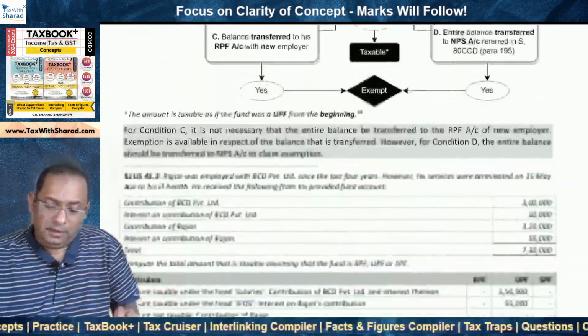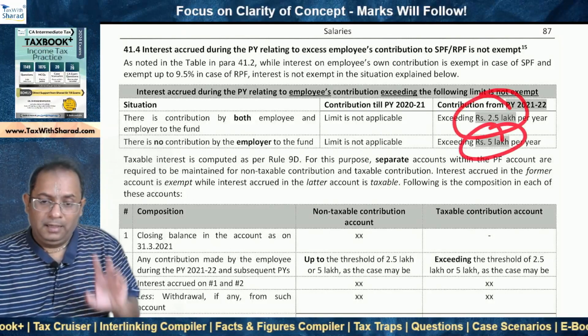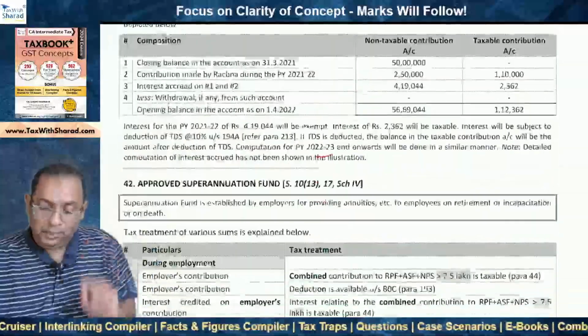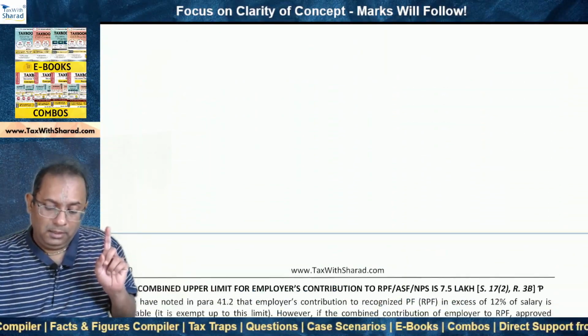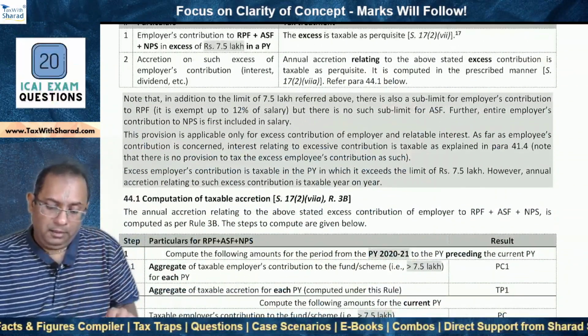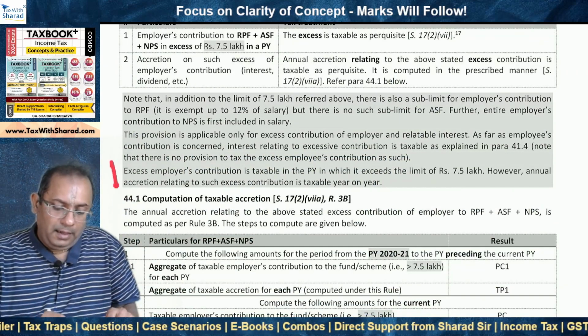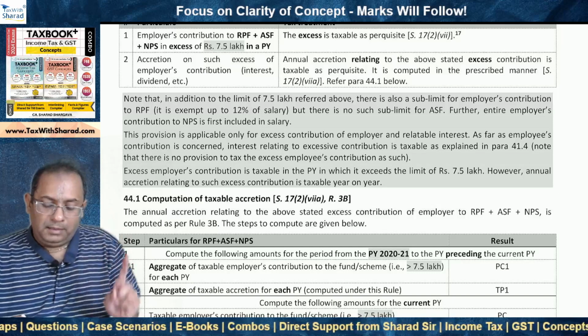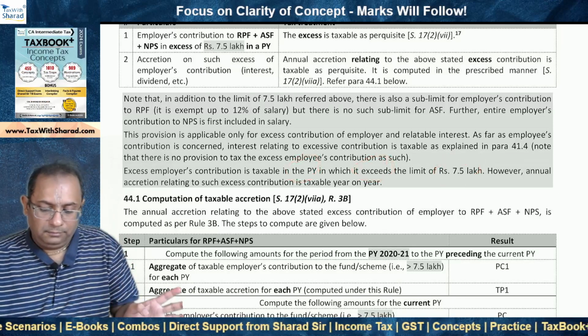And that limit is in that video, as we discussed, it is basically 2.5 lakh or 5 lakh as the case may be. So in this video, we are not talking about employees' contribution and interest thereon. We are talking about employer's contribution and interest thereon. Okay. Excess employer's contribution is taxable in the previous year in which it exceeds the limit of 7.5 lakh.